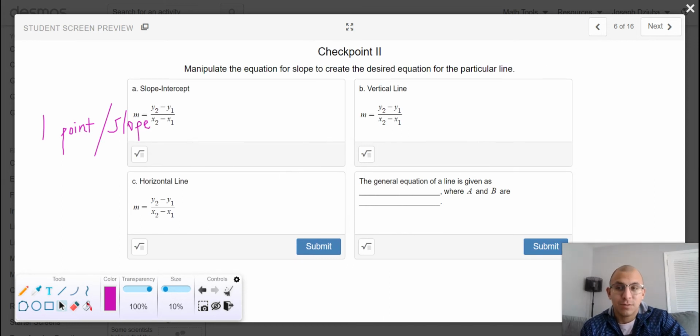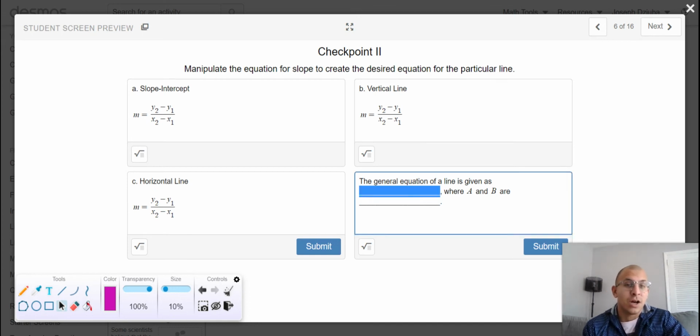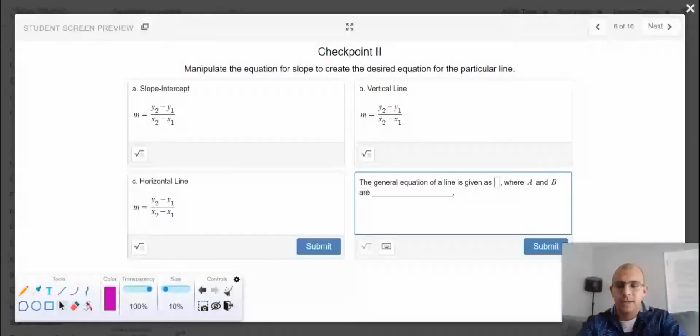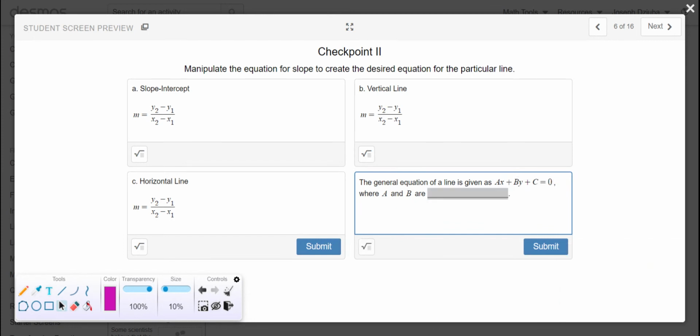I'm going to leave b and c for you, but we will rewrite this expression into slope-intercept form, which I'm sure many of you can recall without even thinking. Before we do that, the general equation of a line is given as ax plus by plus c equals 0, where a and b are constants that are obviously not 0.